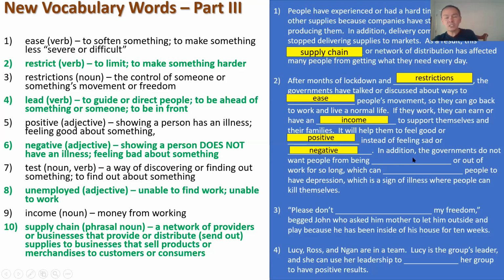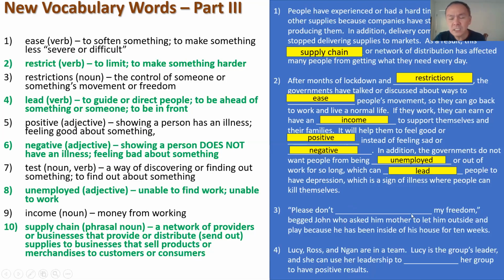Now, in addition, the governments do not want people from being what? Which word means out of work? If you say unemployed, then you are correct. Which can blank people to depression? Well, you don't work, it takes you to, it directs you to, it might link to. So the word here is lead, okay?